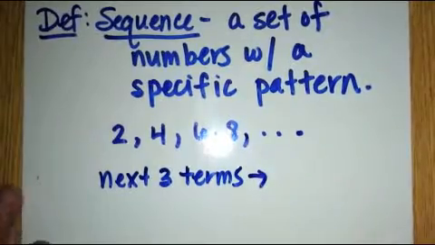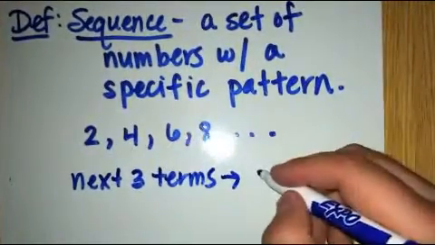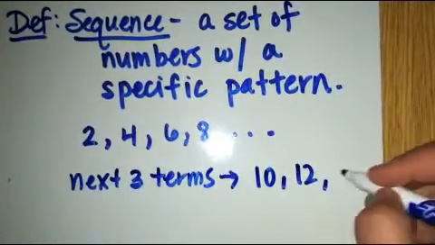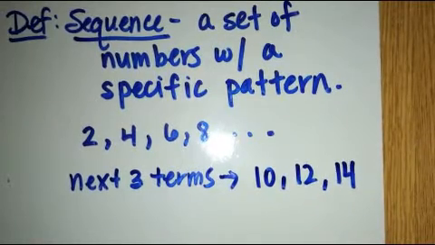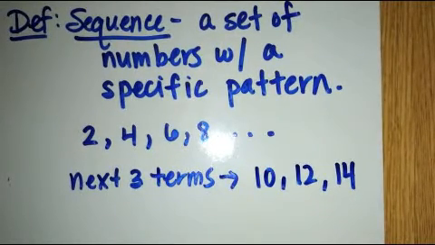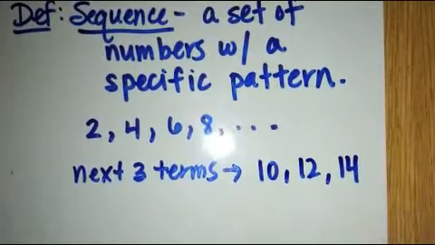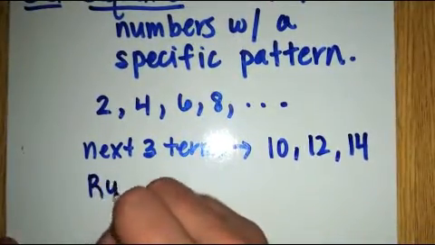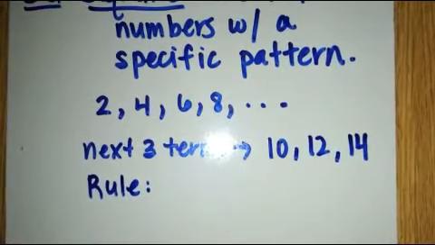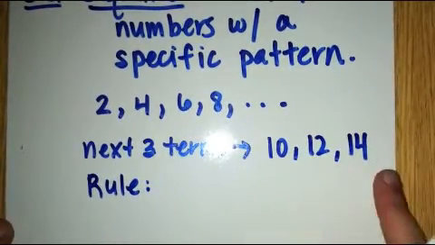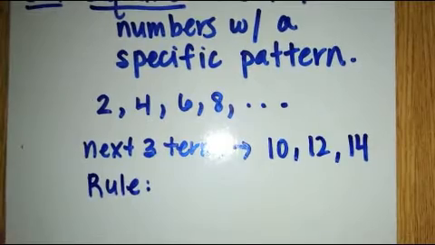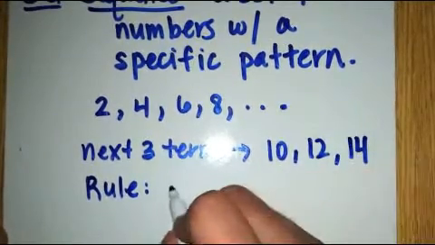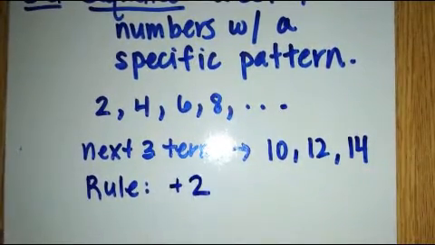Okay, so the next 3 terms would obviously be 10, 12, and 14. Also, back in the days when you took this class or saw this lesson, they would probably follow it up with, oh, what's the rule that's going on here? So what was the rule? How did you get to 10, 12, 14? What made you come up with those answers? Well, the rule again for this example is we're just adding 2 to each term.